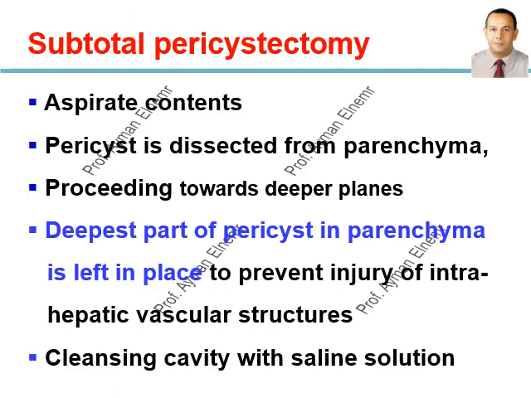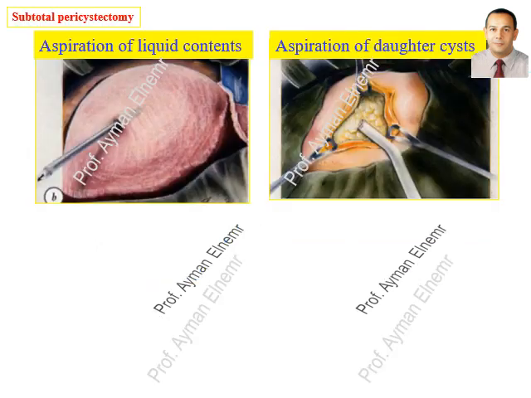In subtotal pericystectomy, we start by aspiration of the contents, and the pericyst is dissected from the parenchyma, proceeding towards deeper planes. The deepest part of the pericyst in the parenchyma is left in place to prevent injury of intrahepatic vascular structures, and then the cavity is cleaned with saline solution.